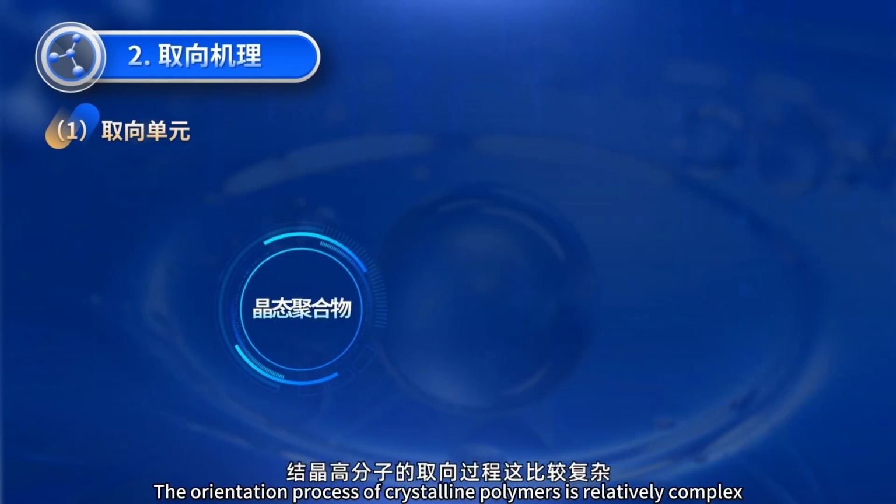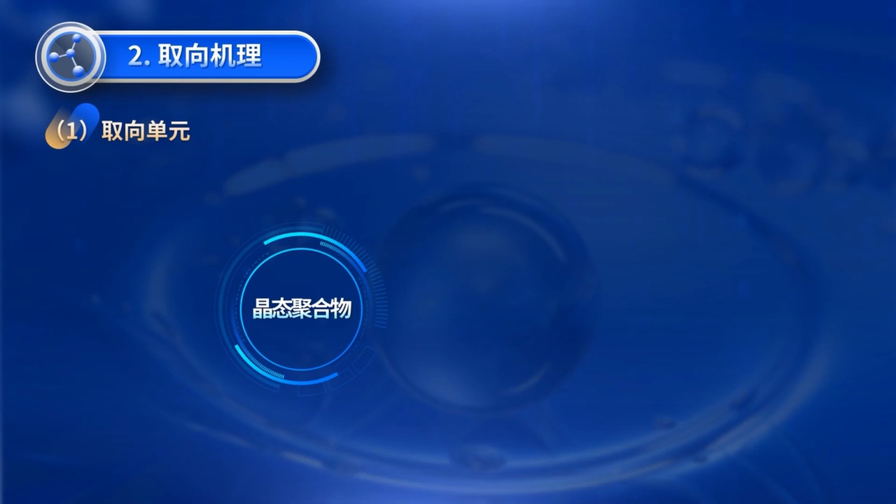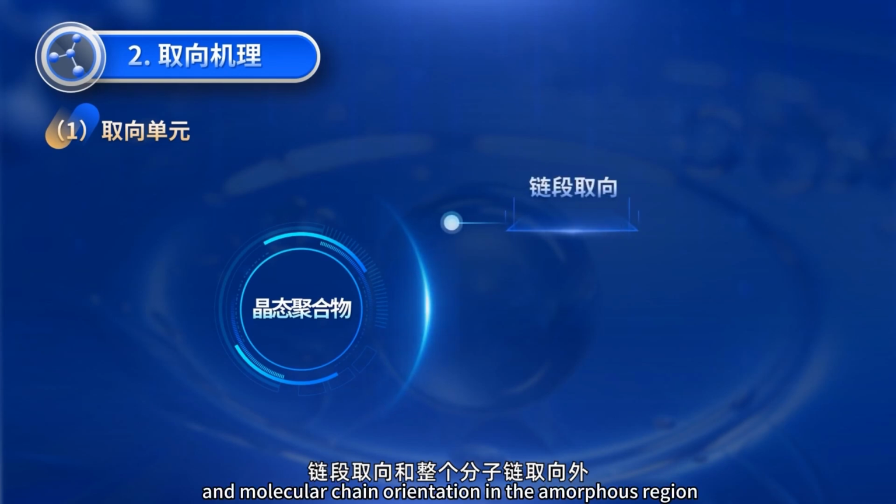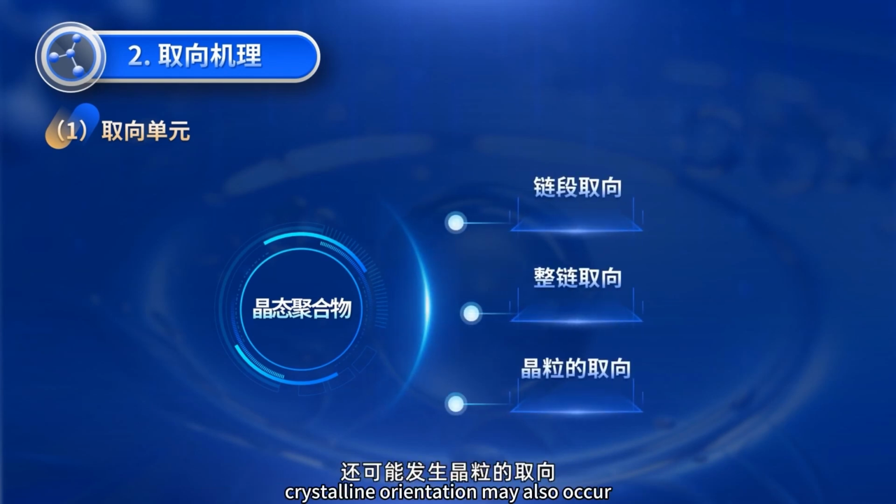The orientation process of crystalline polymers is relatively complex. In addition to chain segment orientation and molecular chain orientation in the amorphous region, crystalline orientation may also occur.